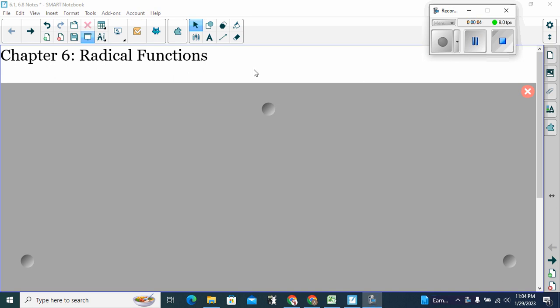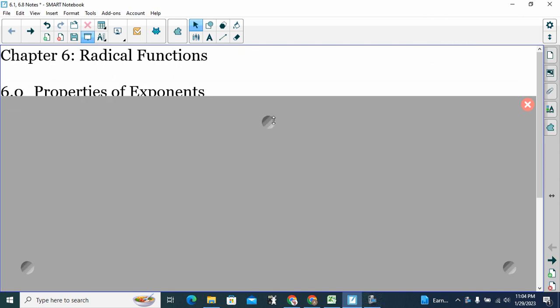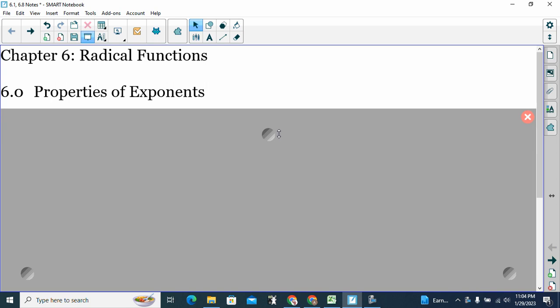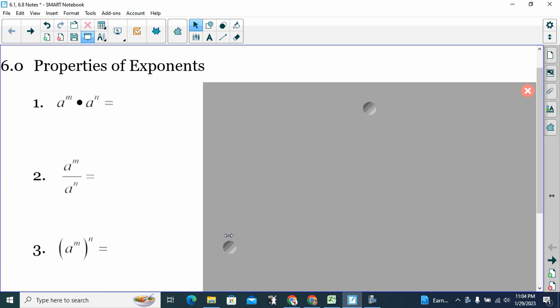Welcome to Chapter 6. Chapter 6 is all about radical equations, radical functions. The book jumps right into Chapter 6. We're going to review some properties of exponents, things you should have learned, hopefully you learned in Algebra 1. But maybe you didn't, or maybe you forgot. So quick review here. There are 7 properties of exponents.